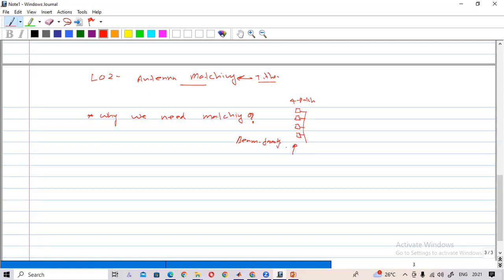Can anyone tell why we use 4 antennas? Maybe you have learned this in wireless communication systems. Why do we use 4 patch antennas for our phone?